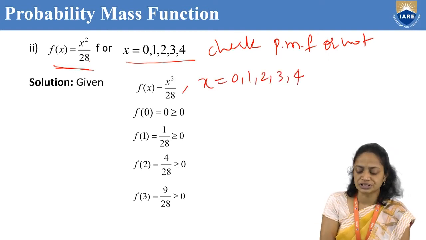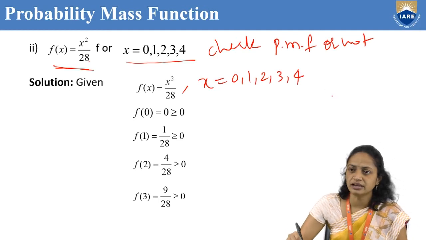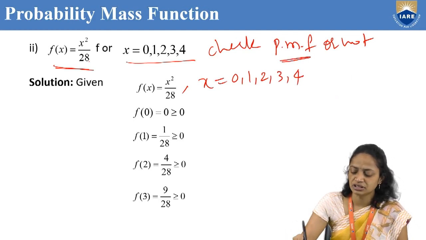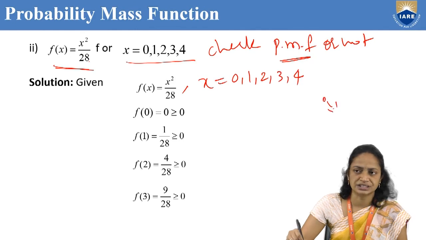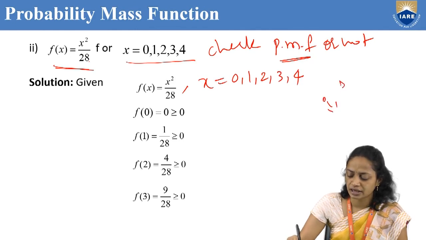Okay. So now check, how many conditions are there for probability mass function? We have only two conditions. What are they?